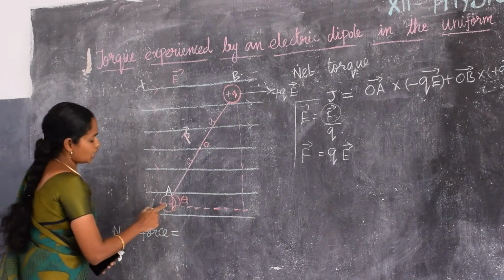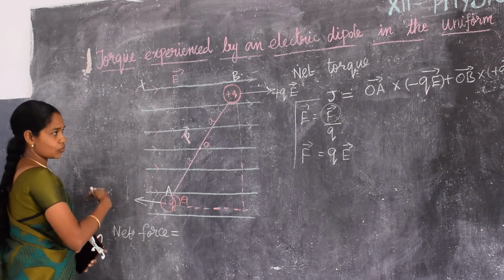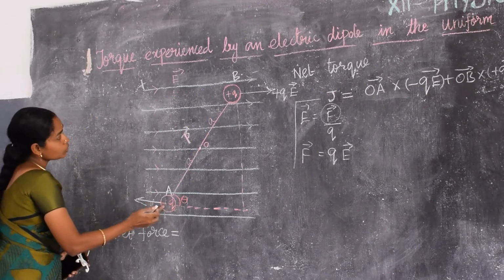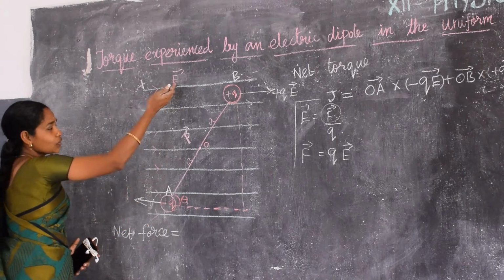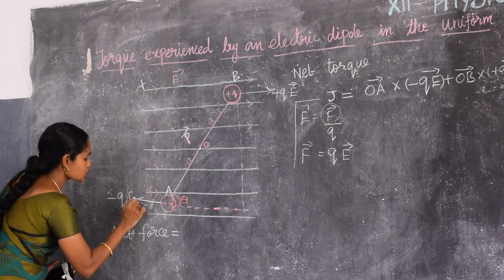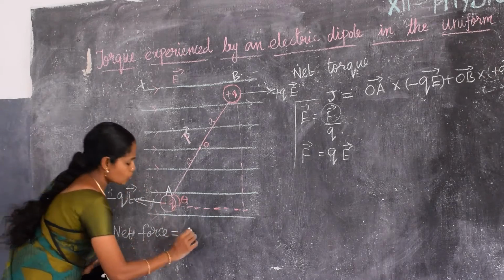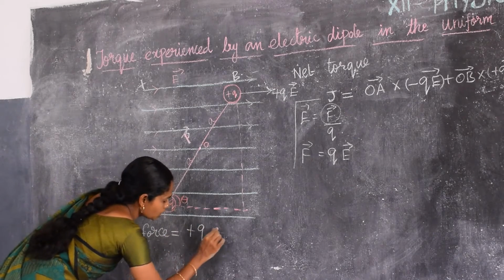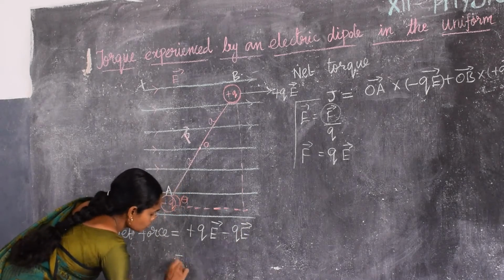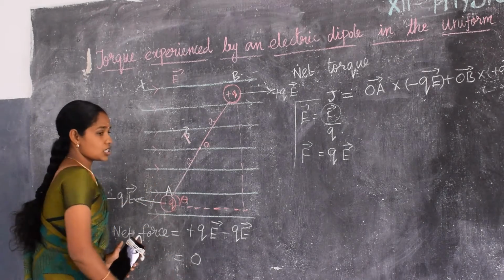Okay, for negative charge, the force is acting in the opposite direction of electric field. So for negative charge the force acts in the direction opposite to the electric field direction. So here the force will be minus Q into E vector. So what is the net force? Add these two, plus Q E vector minus Q E vector is equal to 0. So the net force on the dipole is 0.